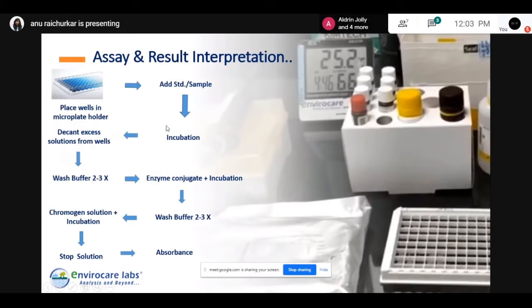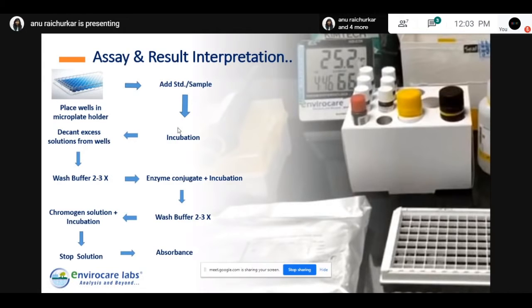So, how do we run the reaction after extraction? We place the wells into the microplate holder. Whatever number of reactions we want to do, accordingly we will place the wells. The standard as well as the sample is added into these wells.